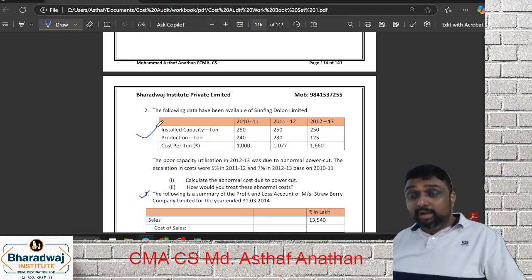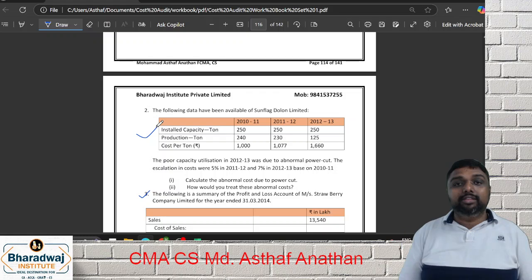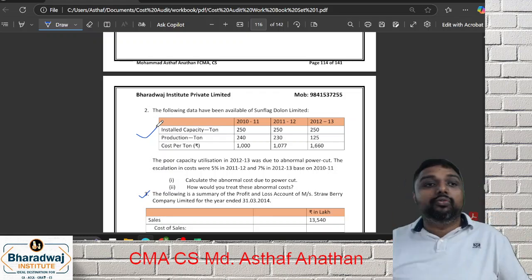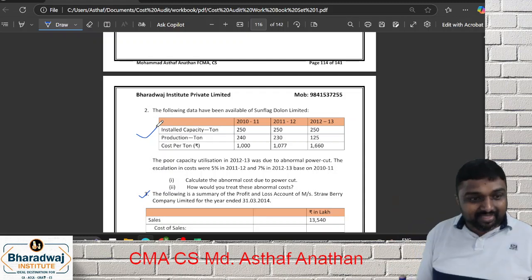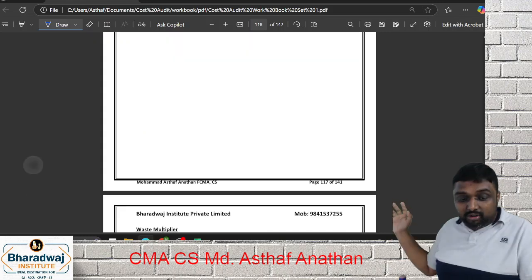Now let me tell you. If you say, sir, I want to score maximum in problems, what is the shortcut? Let me tell you right now the trend. Right now in your CMA exam, the problems are being asked from cost accounting standards. In our workbook, we have given order-wise cost accounting standard problems.